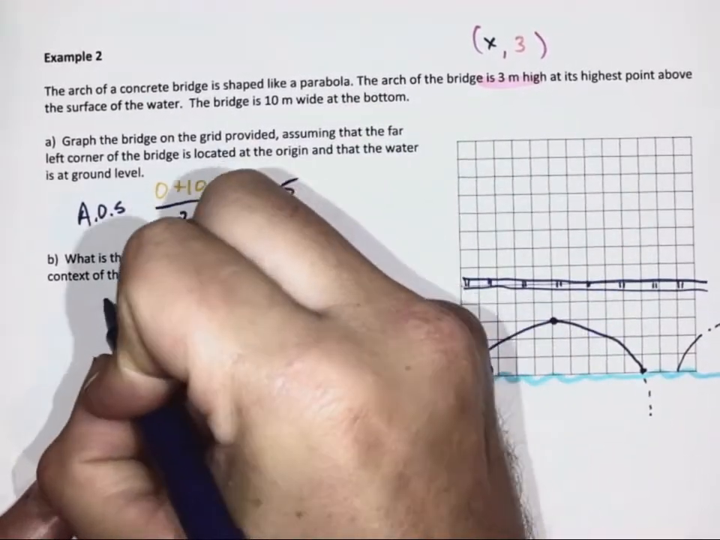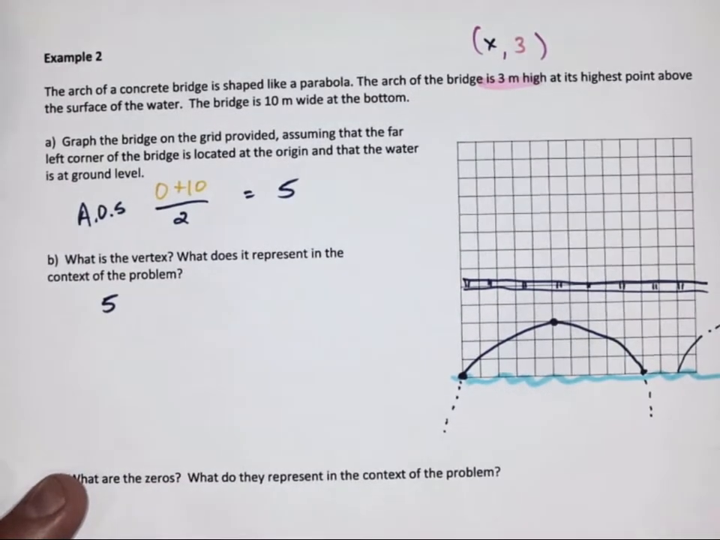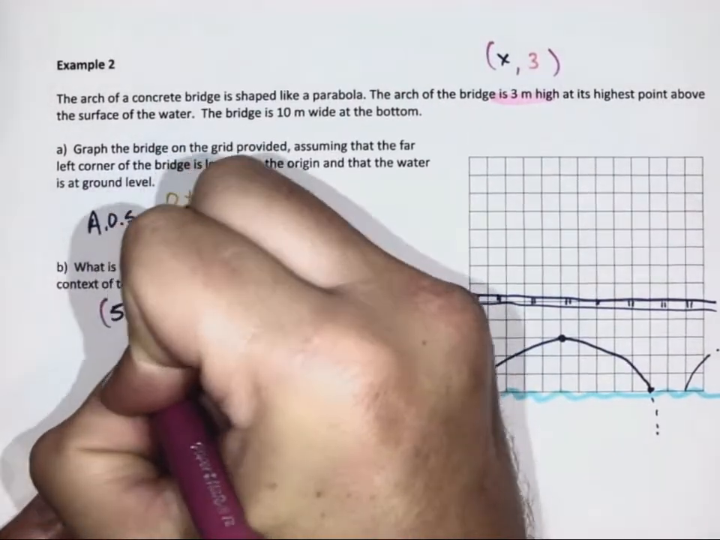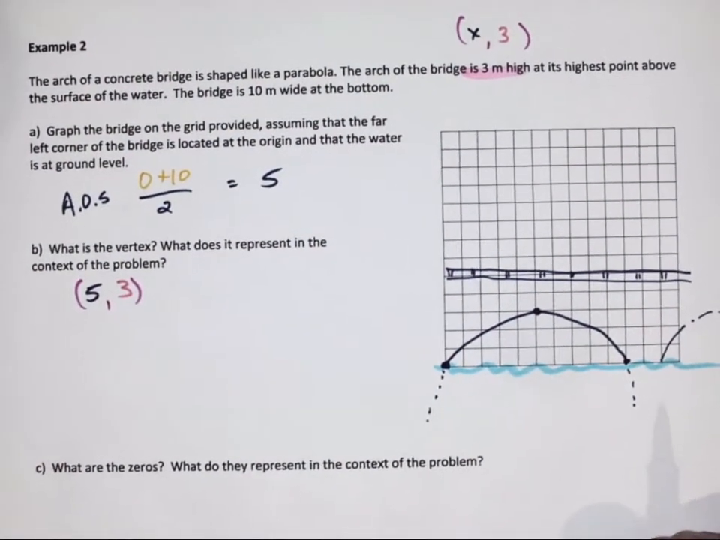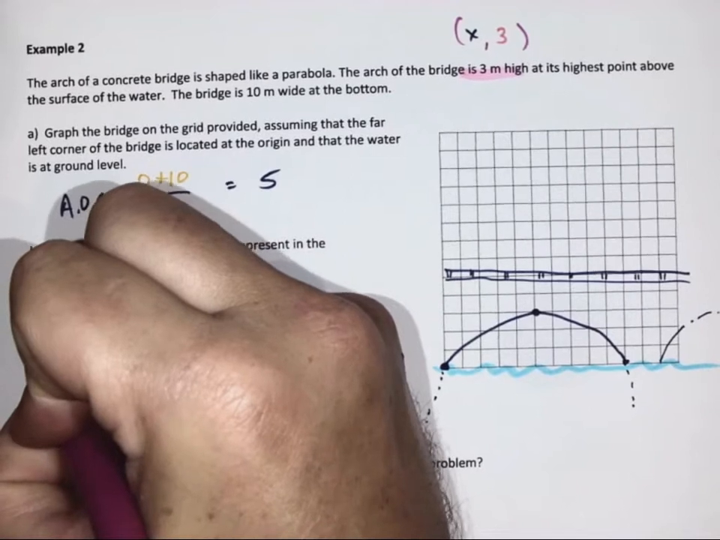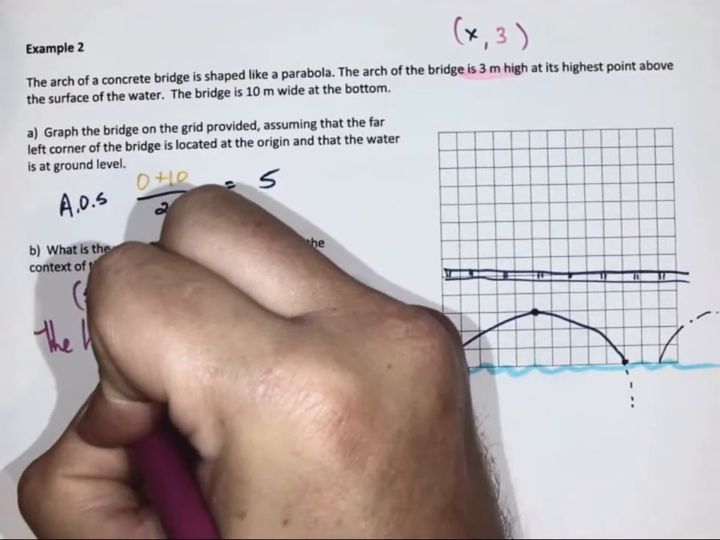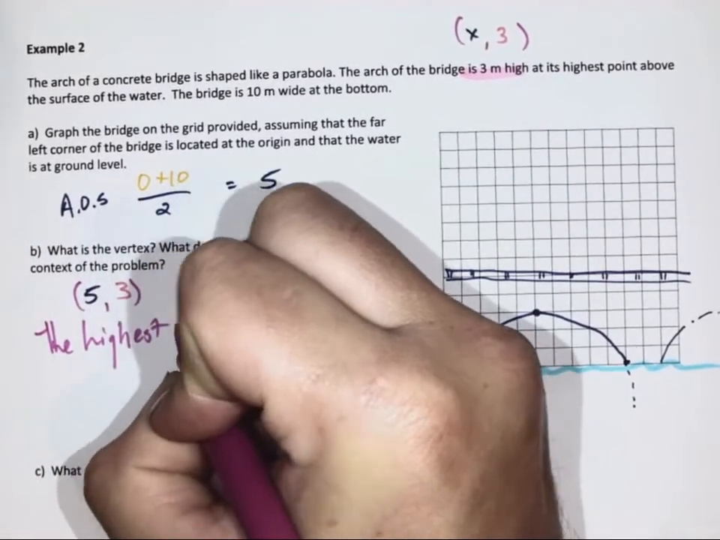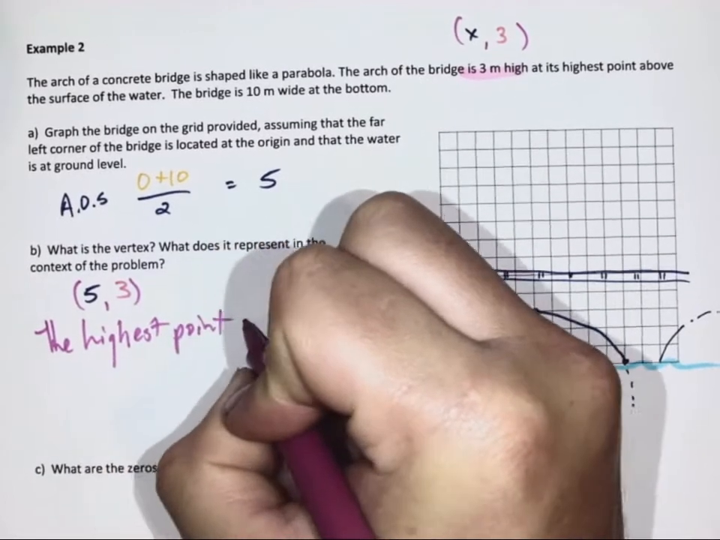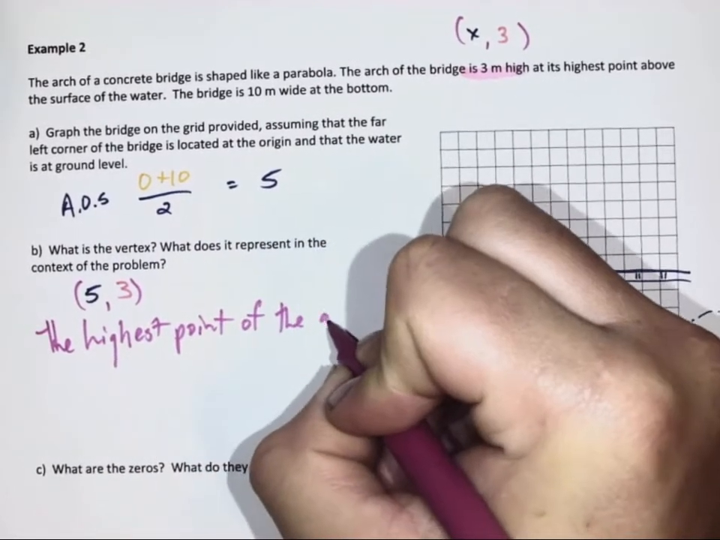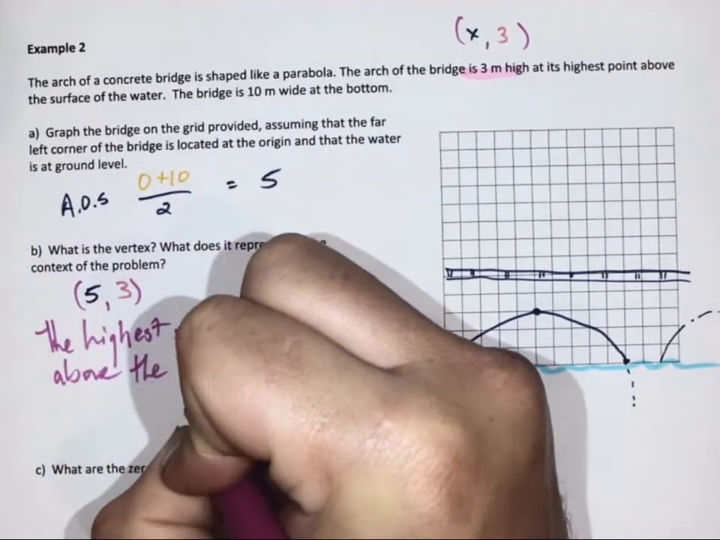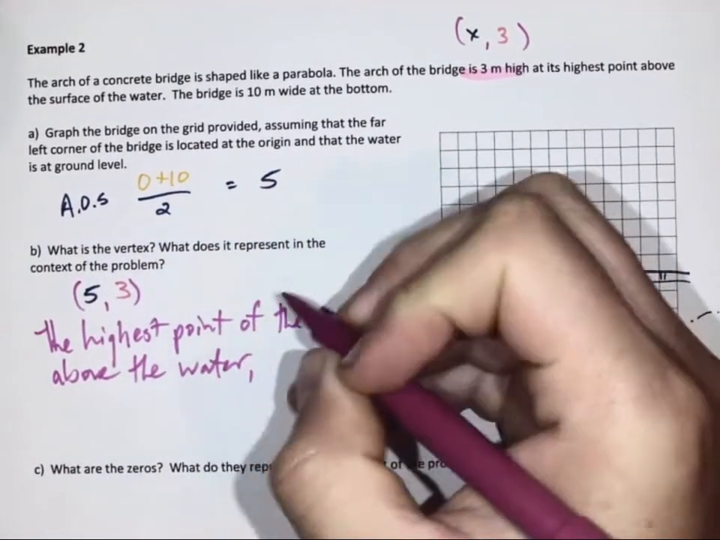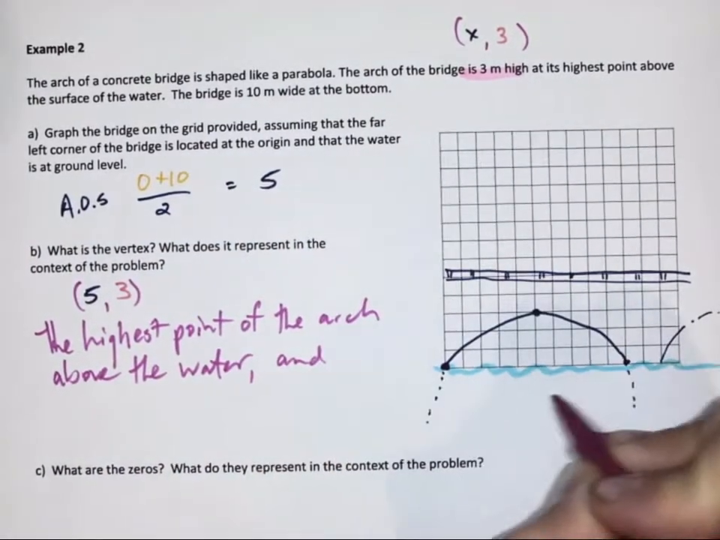So what is the vertex? 5, 3. And it's a point, so we have a comma, and it's in brackets. And what does it represent in the context of the problem? That is the highest point of the arch above the water, and where it occurs, how far out.